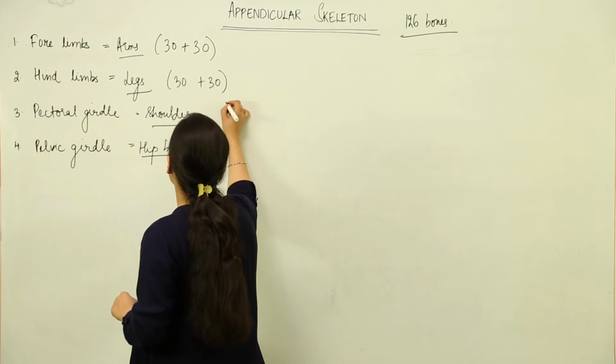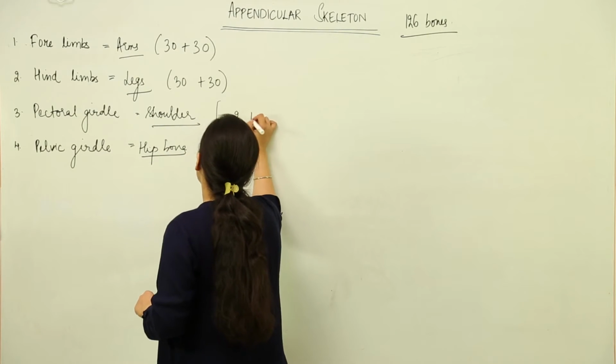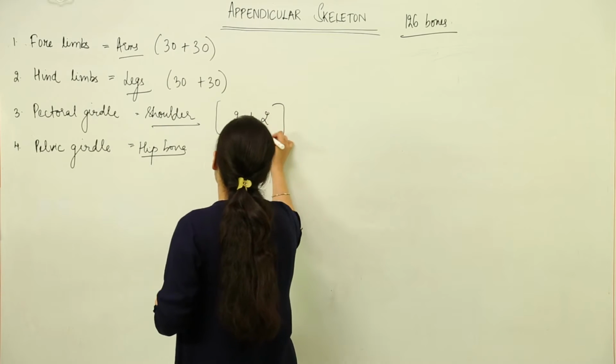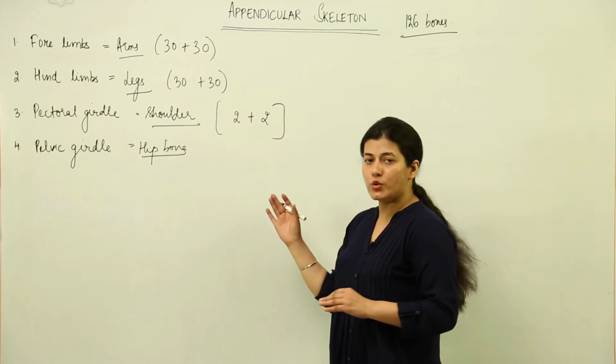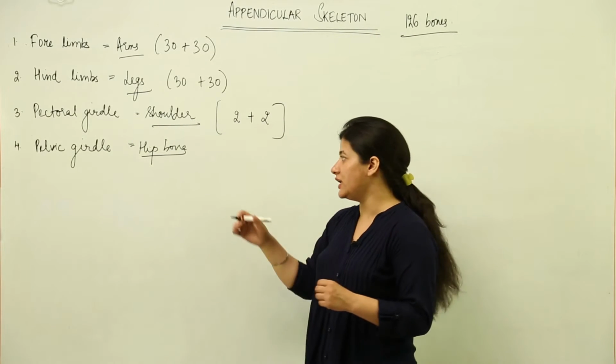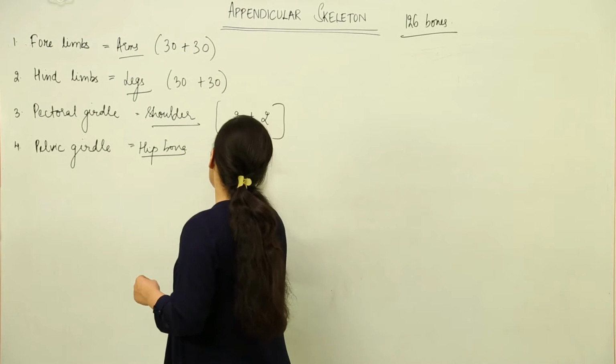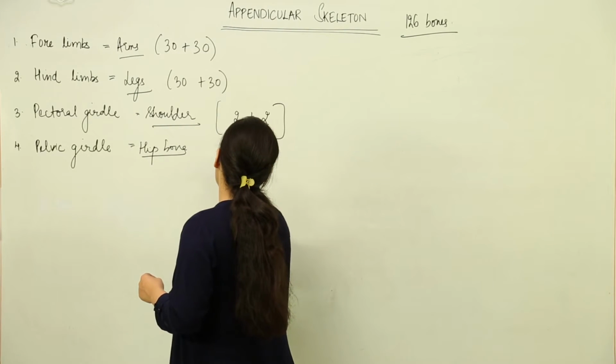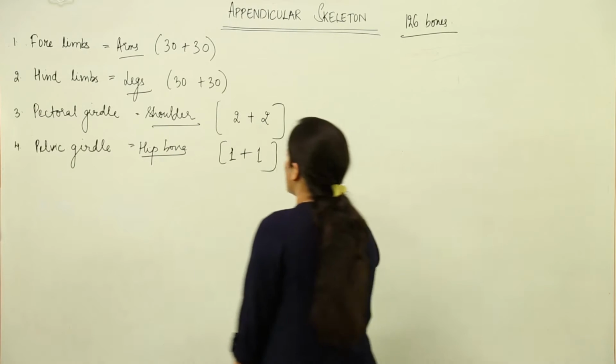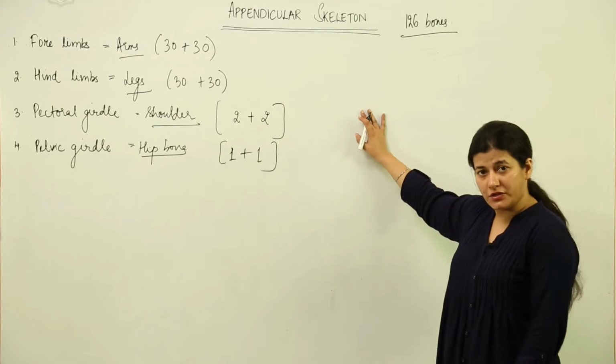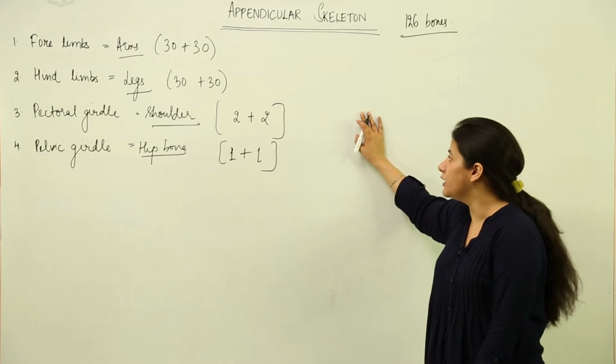The pectoral girdles have this arrangement, 2 bones towards each side of the girdle, and the pelvic girdle has 1 plus 1, that is, 1 bone in each half of the girdle. So this is what we are going to study. We are going to see what bones are present.